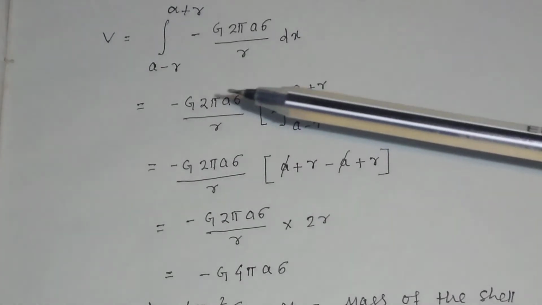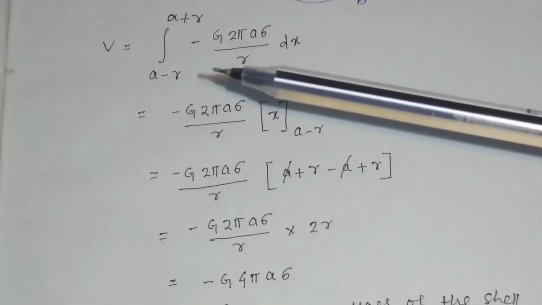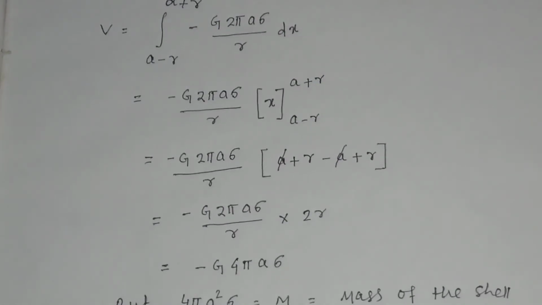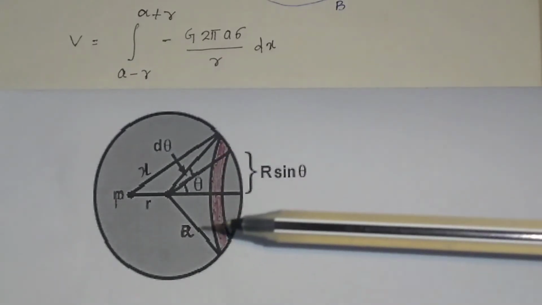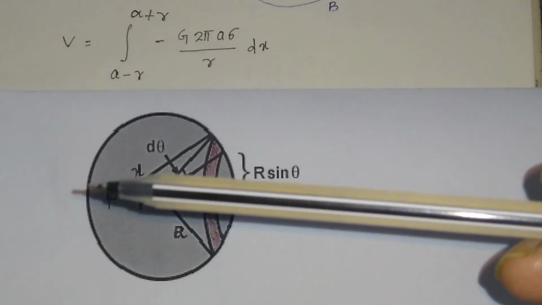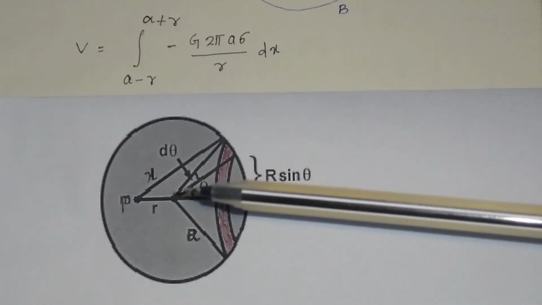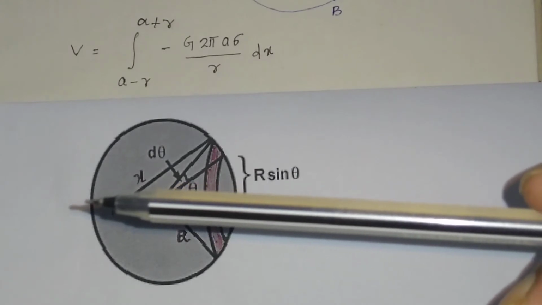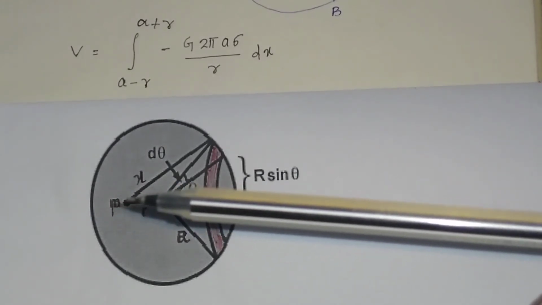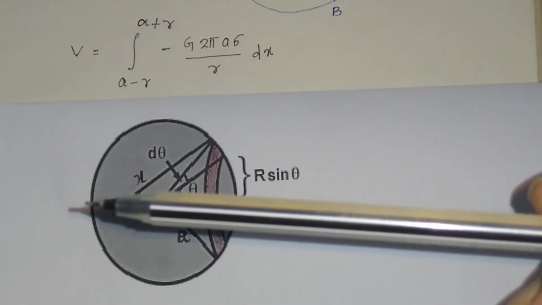Here the limits of integration will be from a minus r to a plus r. You see in the figure, for points lying inside this spherical shell, you have to integrate from here to here. And you see, this is the point a minus r, because the radius is a and this distance is r. So this is the point a minus r. And this is the point a plus r.